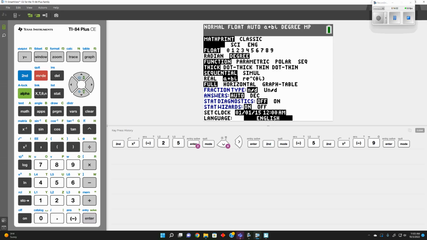So here, we can go to mode, and down where it says real, we can switch it to a plus bi. What it's telling the calculator is to look for non-real answers for these complex solutions. So you can hit mode and then scroll down with the arrows. Right there. Yep, enter. Second quit.